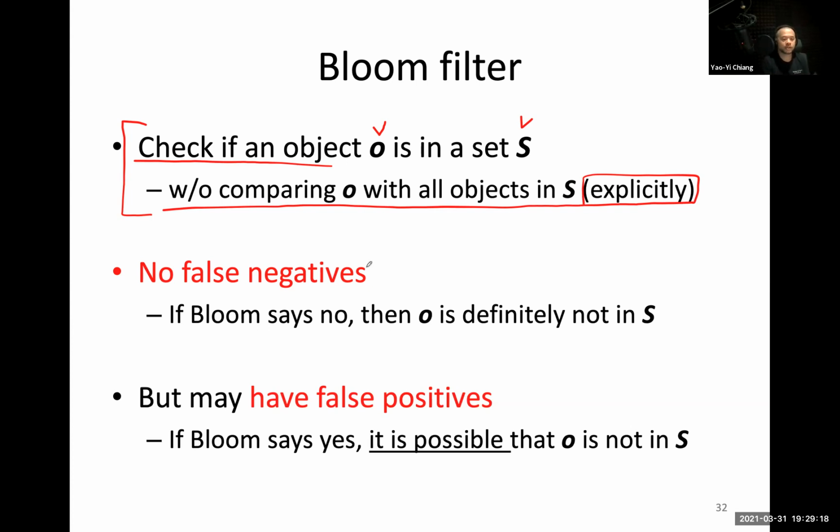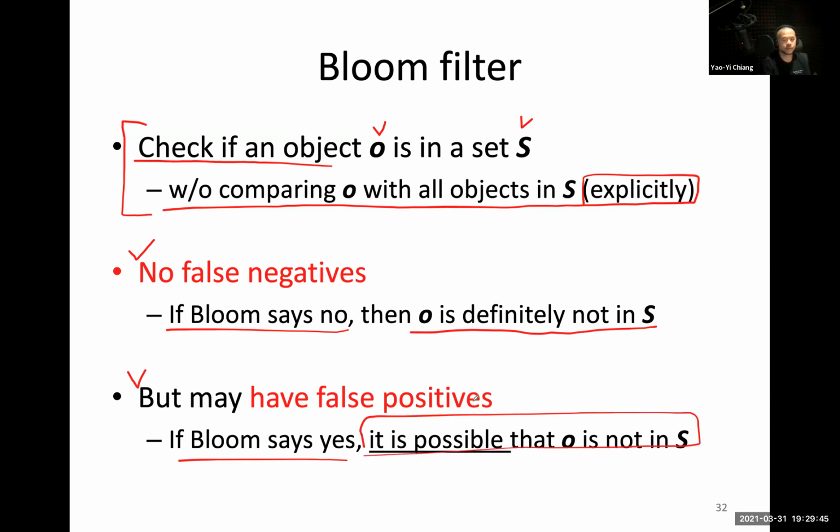The Bloom filter has two properties. First, it does not have false negatives. That means if a Bloom filter says no, it's not in the S set, then your object is definitely not in S. Okay, this is good. But it may have false positives. If the Bloom filter says yes, it's in the data set, it is possible that O is not in the data set. Okay, so this is where we said approximate answer.